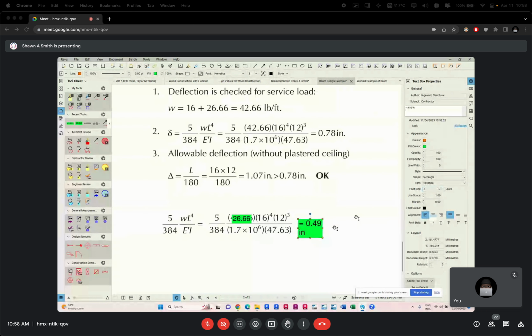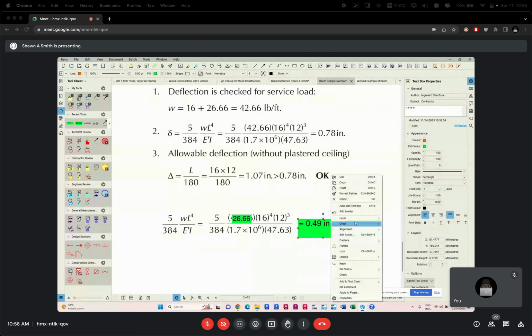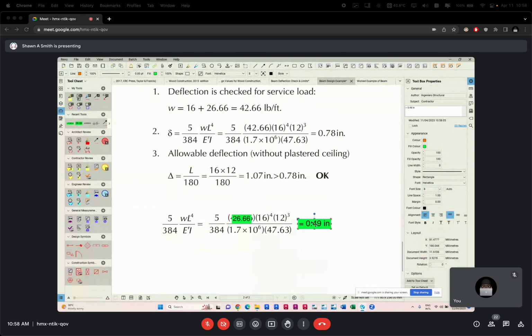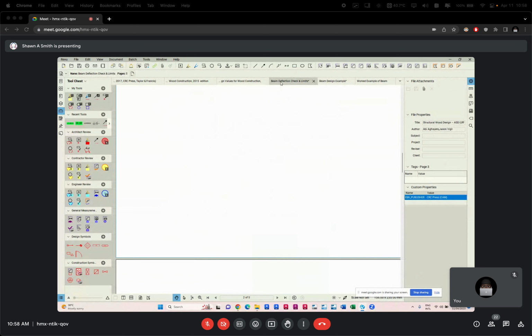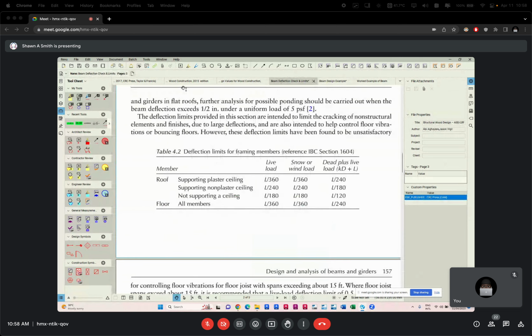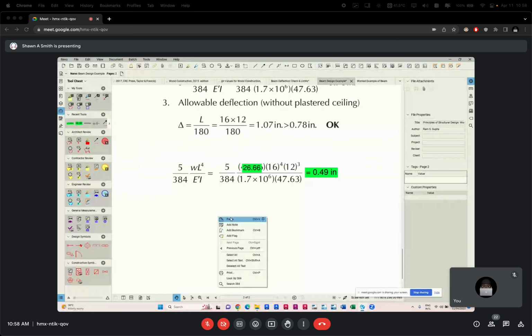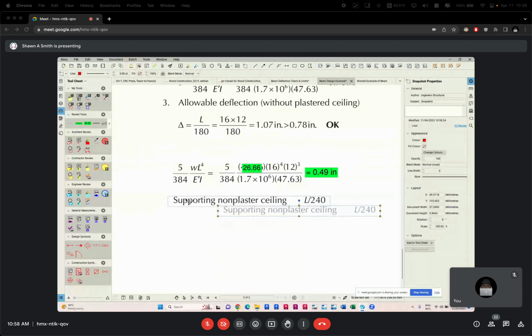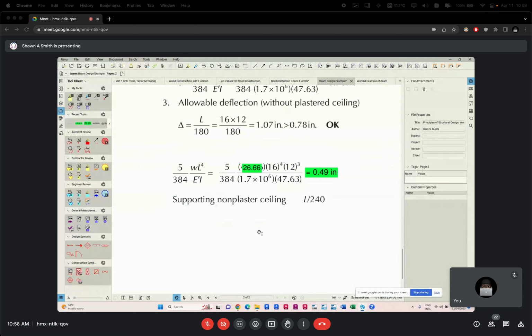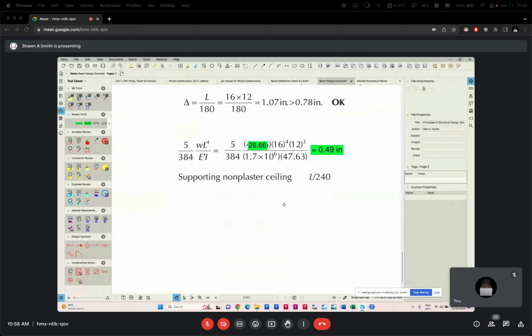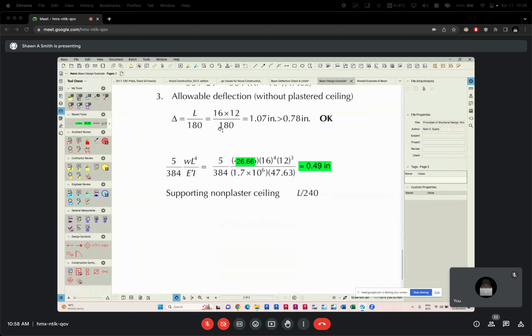That should be compared against L over... let me look for it now. Right, so 0.49 inch should be compared against... It's not supporting anything, no plaster. So we're in this case really, live load only. So it's L over 240. So we should know that's the scenario. So what I want now is L over 240. So let's do the L over 240 thing.